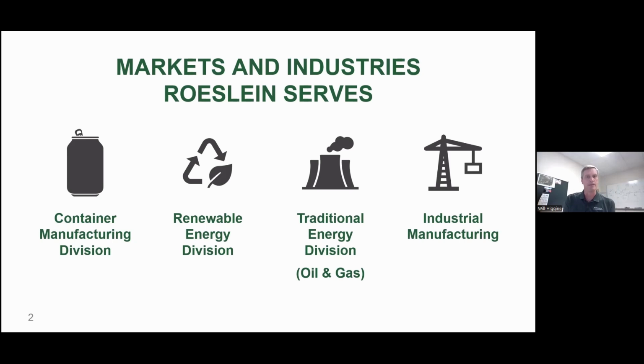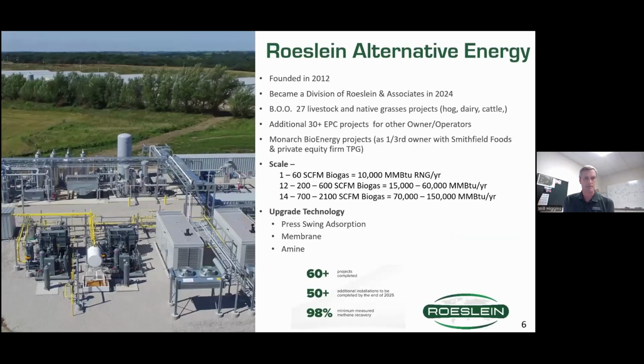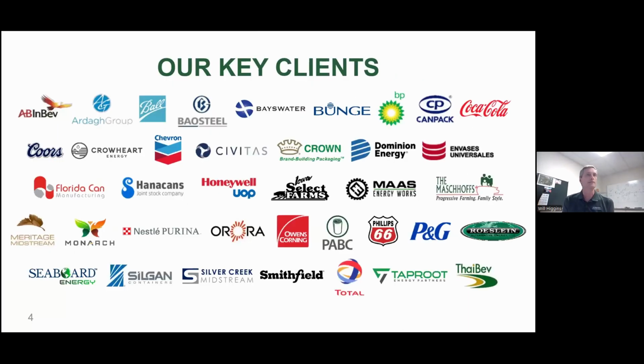And then these are some of our partners and customers that we work with. You can see there are a lot of aluminum can type companies, but also some renewable energy type partners like Iowa Select Farms and Moss Energy, Smithfield, Seaboard. So we've got quite a few different partners in the manure supply to our systems.